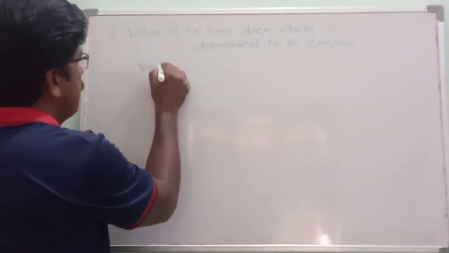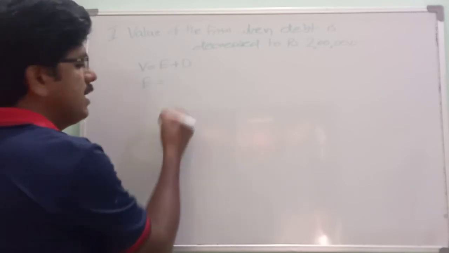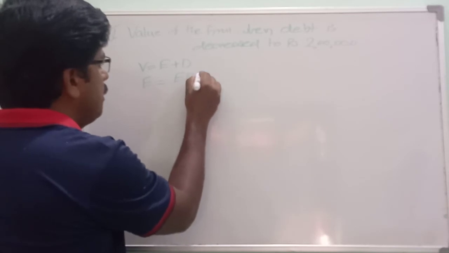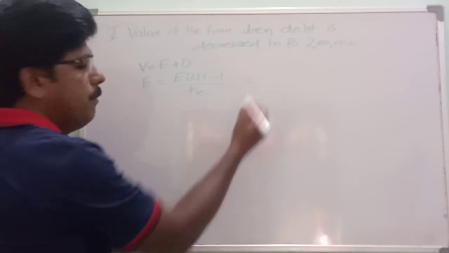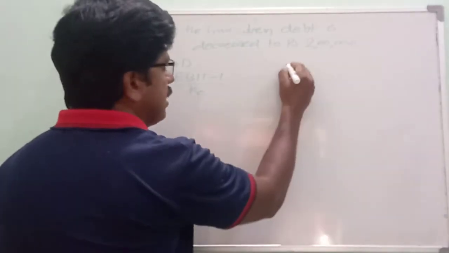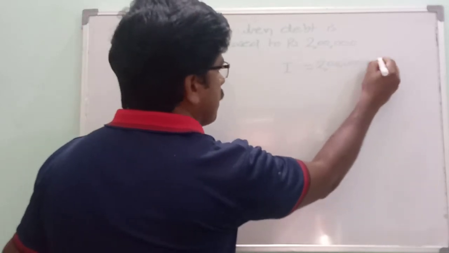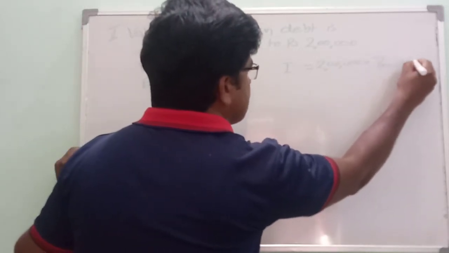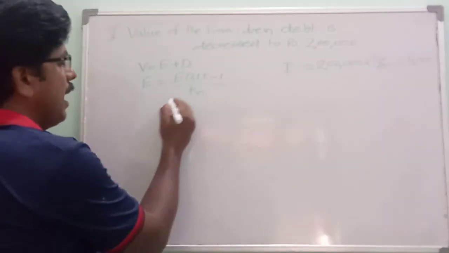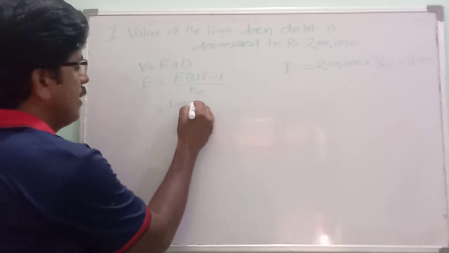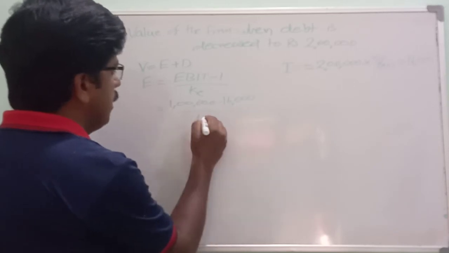V is equal to E plus D. ദെൻ E, market value of equity, is equal to EBIT minus I divided by K. EBIT 1 lakh, then I is equal to interest is equal to 2 lakh into 8%. 8 by 100, that is equal to 16,000. EBIT minus I divided by K is equal to 1 lakh minus 16,000 divided by 10%.